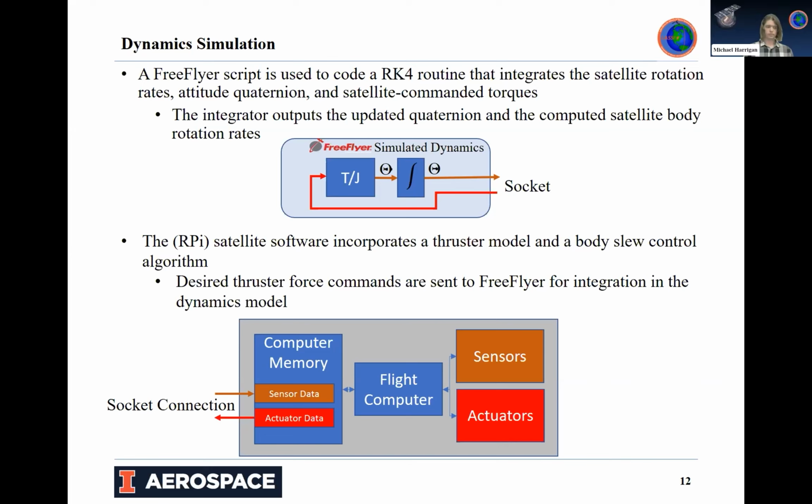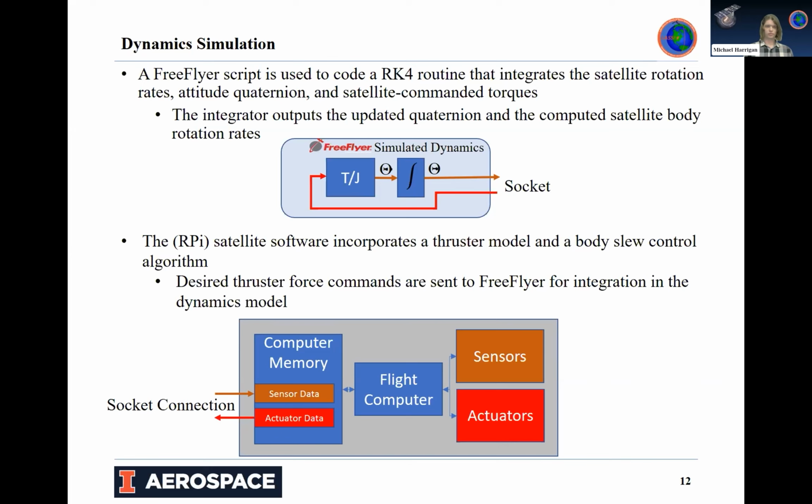We have the command quaternion and then the actual quaternion that the satellite is experiencing in FreeFlyer to verify, once the torque is applied, that the satellite is in fact at the desired quaternion, that it lines up.